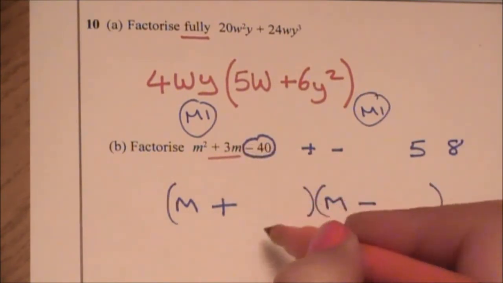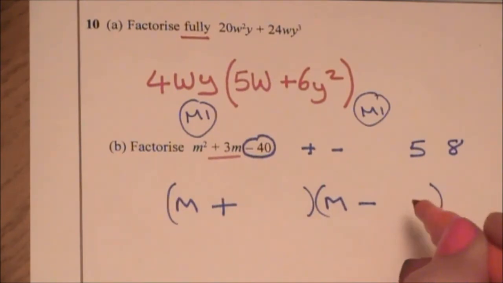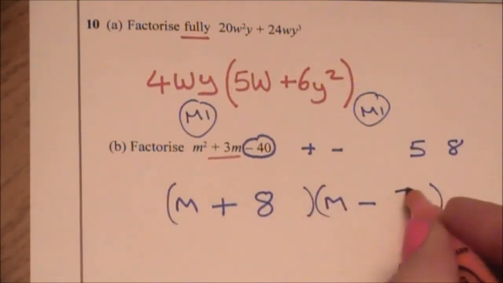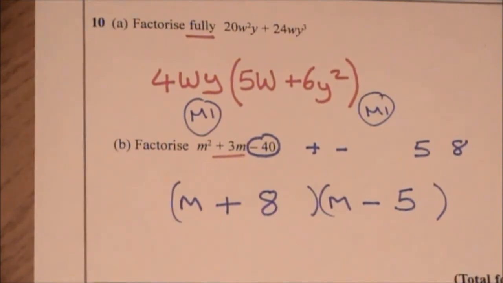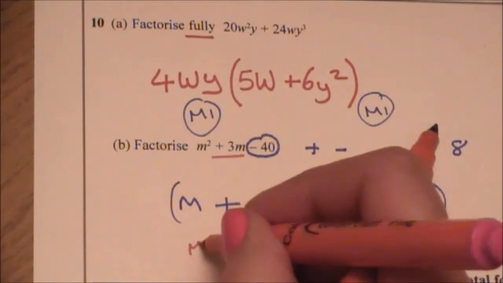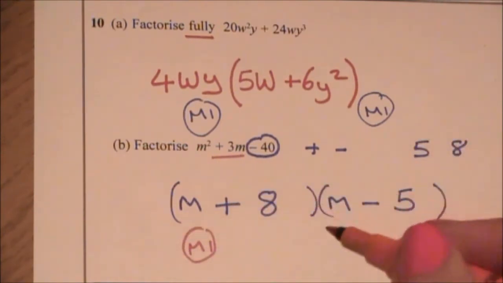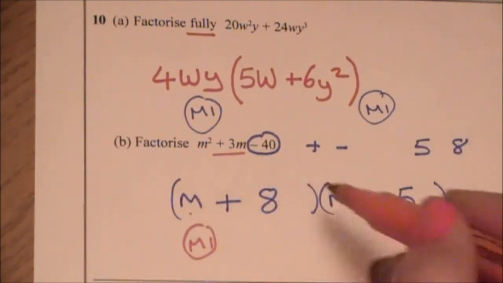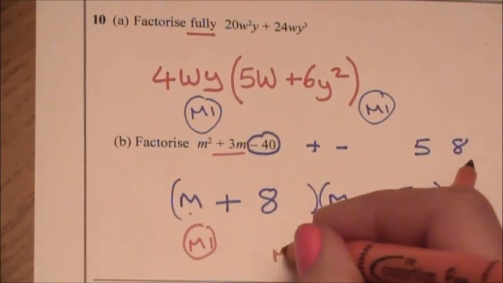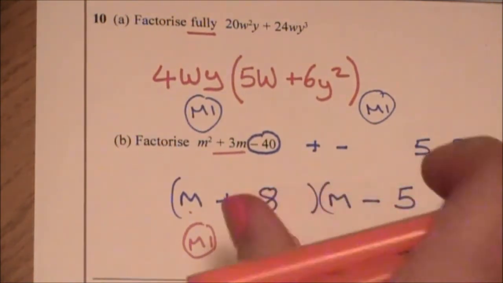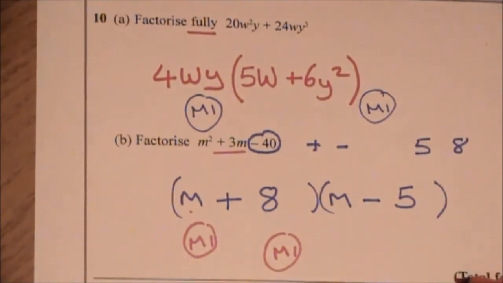But if I put the 5 there and took away 8, I would end up with negative 3, which is not what I want. So I need to make sure that the 8 is with the positive and the 5 is with the negative. And that's worth 2 marks. You get 1 mark for having the double brackets with m and 8 and 5. You get the second mark for getting the signs correct. So you can still get 1 mark by just identifying 8 and 5 and having the wrong signs.